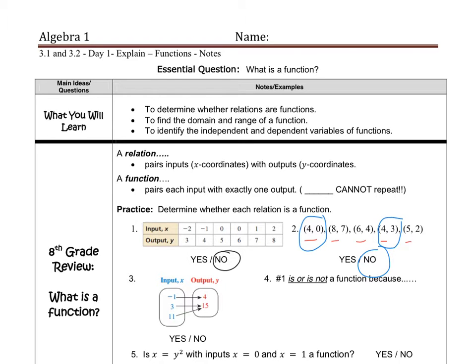Okay, so let's look at number 3. Number 3, each one of my inputs only has one output. 3 only has one output of 15. 11 only has one output of 15. So it is a function. Even though both of them go to 15, we're not worried about the output. It's the input that we're worried about. So yes, it is a function.